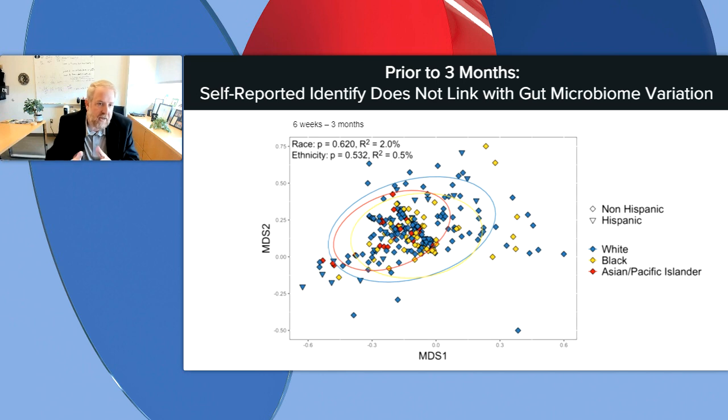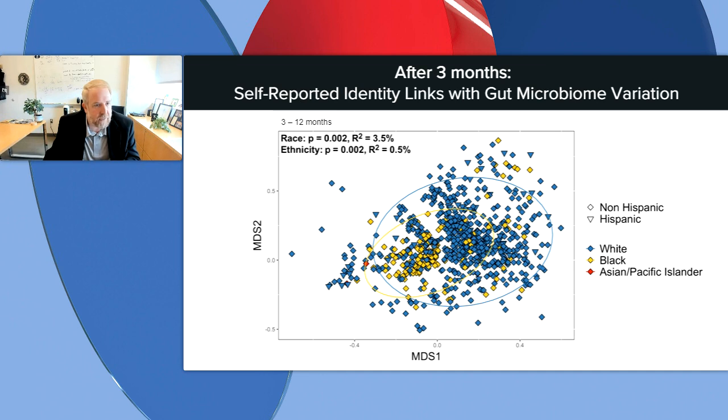Now, if we look at the same type of analysis that we did for the adult microbiomes and look for a correlation with self-reported identity, prior to 3 months of age, there's no link. There's no association. And that's intrigued us because it suggests that what happens early in life is not establishing a distinguishable microbiome. And I should qualify that. It's what's early in life prior to 3 months, because what happens after 3 months starts to get more interesting.